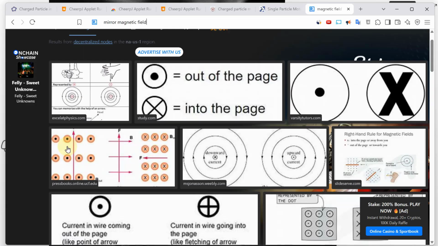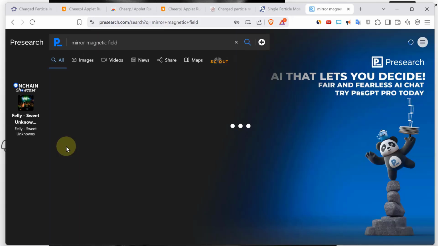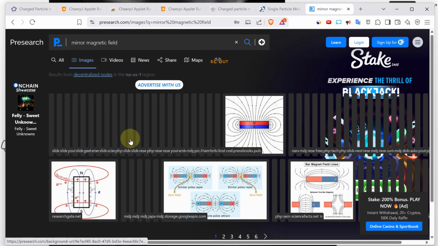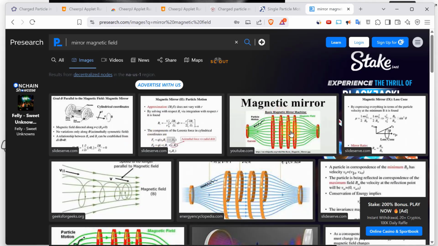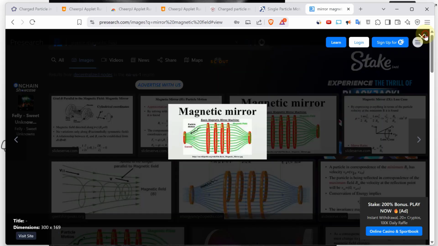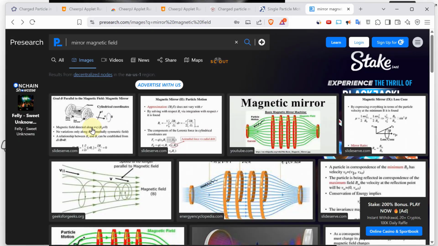I've never heard about this in my life, so I'm going to Google this. So we're doing live research right now, guys. Magnetic mirror. Particle motion right here, and then current, and basically, I'm not sure how it's mirroring. Again, I just want to see one more setup here.